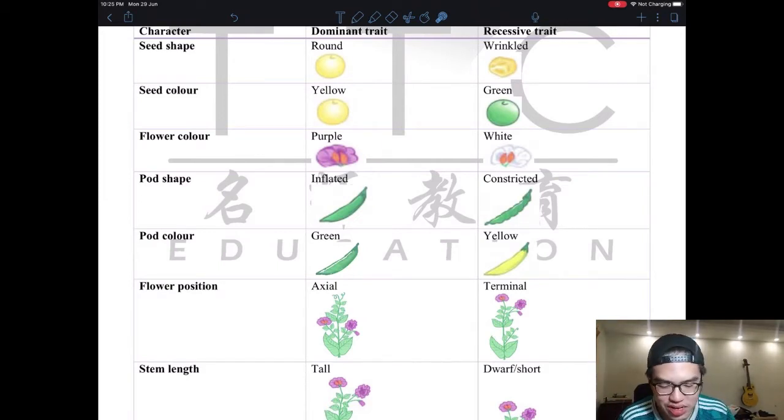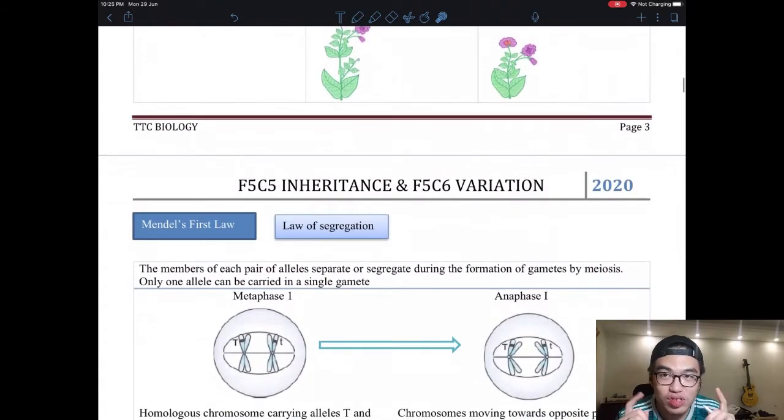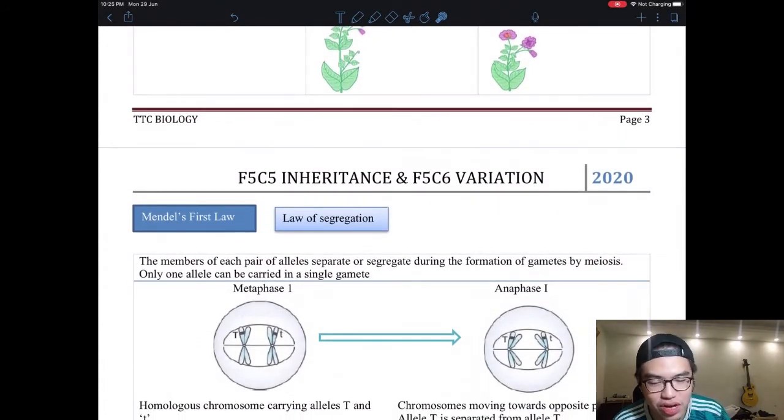So this is what we call Gregor Mendel's first law. This one you should memorize. Mendel's first law is the law of segregation. That's the name of the law you have to know. This is very commonly asked in objective questions. What does segregation mean? Segregate means separate.